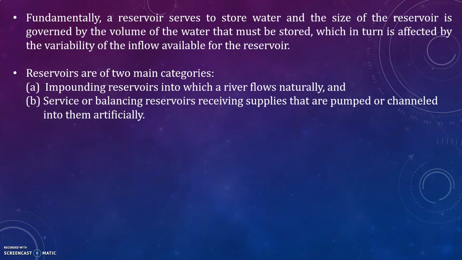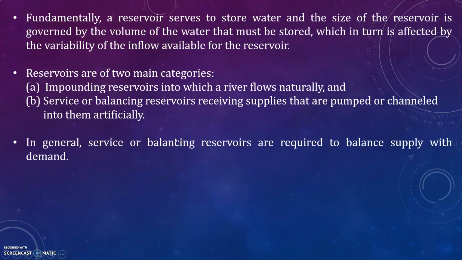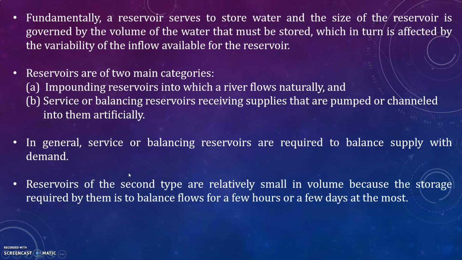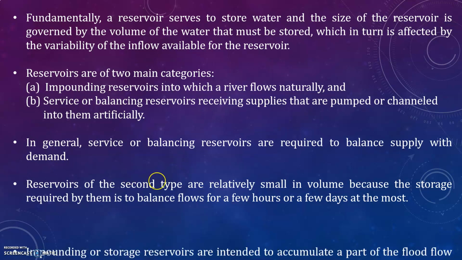Okay, so two types. The first one is impounding reservoirs. Here, the river flows naturally into the reservoir. The second one is balancing or servicing reservoirs. These reservoirs receive supplies that are pumped or channeled artificially. In general, service or balancing reservoirs are required to balance supply with demand. Reservoirs of the second type are relatively small in volume because the storage required by them is to balance flows for a few hours or a few days at the most.